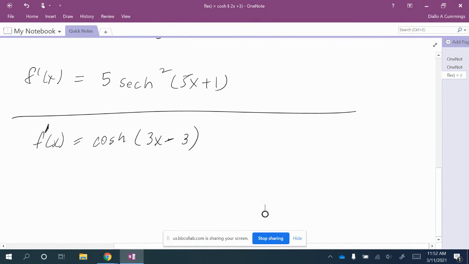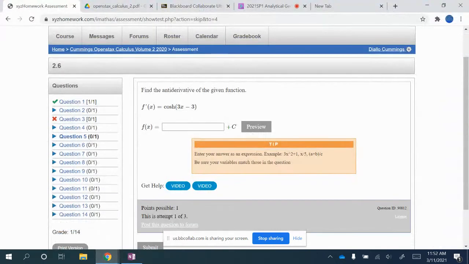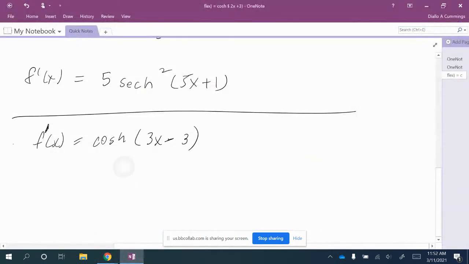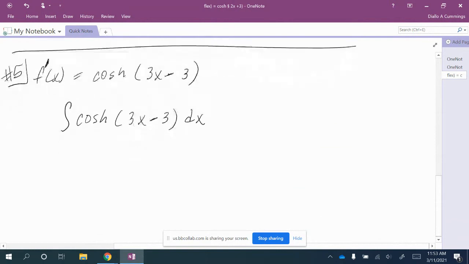And we're asked to integrate. And let me put some numbers to these. So this is number 5. All right. So I'm going to integrate the hyperbolic cosine of 3x minus 3. And remember that every integral must carry a variable of integration.